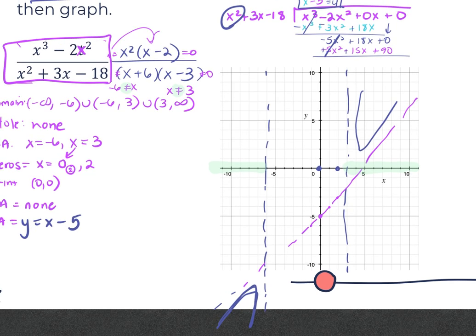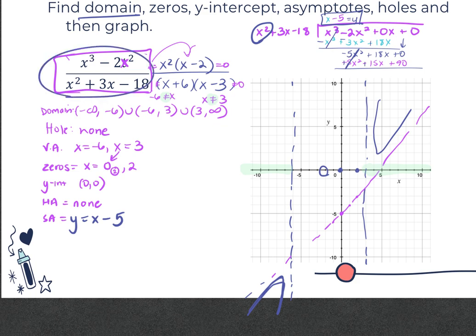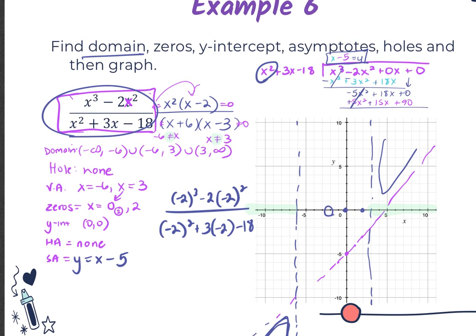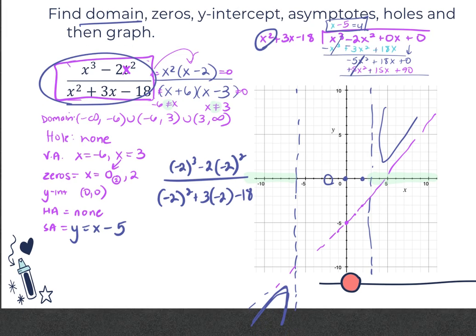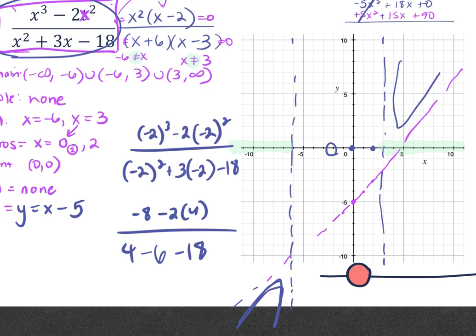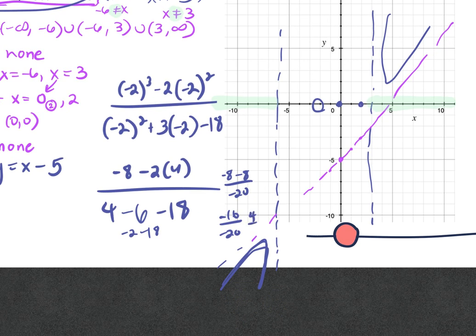So if I wanted to plug in, let's say, -2 and see what happens, I would plug it in. -2 to the third minus 2 times -2 to the second over -2 squared plus 3 times -2 minus 18. We would do this all without a calculator? Yeah, because you can't have a graphing calculator at that point. Otherwise you would just graph it on the calculator. So you'd get -8 minus 2 times 4 over 4 minus 6 minus 18. Really, what I just need to know here is, is it positive or negative? Because that's going to help me figure out where my sign goes. So -8 minus 8 over -2 minus 18, -20. -16 over -20 is positive 4/5.